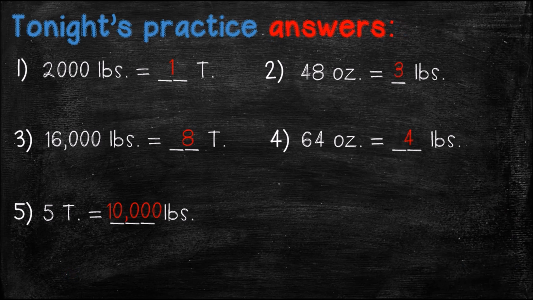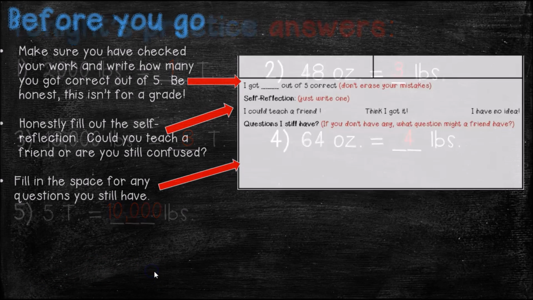Here are tonight's practice problem answers. Number 1, the answer is 2,000 pounds equals 1 ton. Number 2, 48 ounces equals 3 pounds. Number 3, 16,000 pounds equals 8 tons. Number 4, 64 ounces equals 4 pounds. And number 5, 5 tons equals 10,000 pounds.